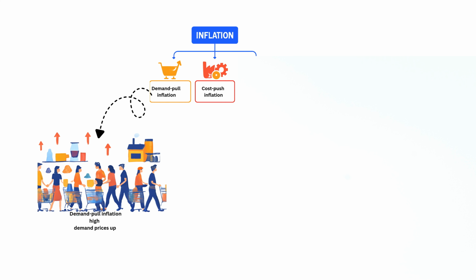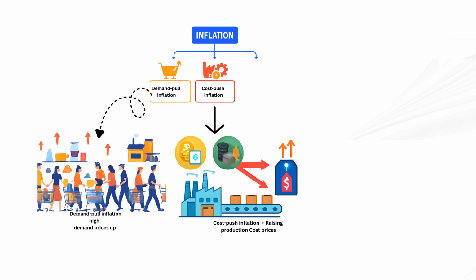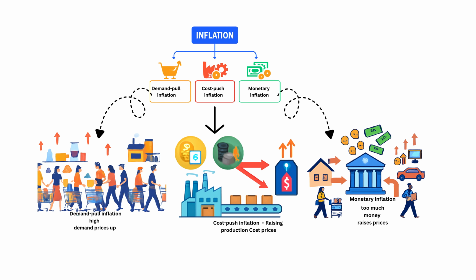Cost-push inflation. When production costs rise due to higher wages or raw material costs, businesses raise prices to maintain profit margins. For example, when the price of oil increases, the cost of producing many goods and services rises, leading to higher prices for consumers.